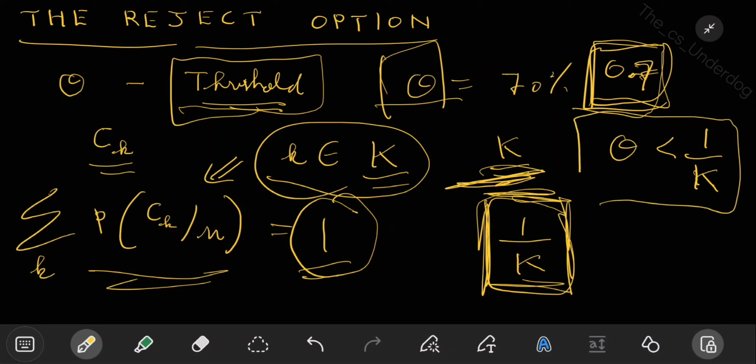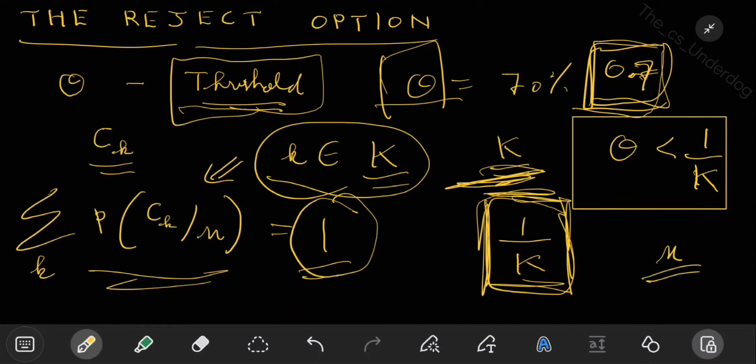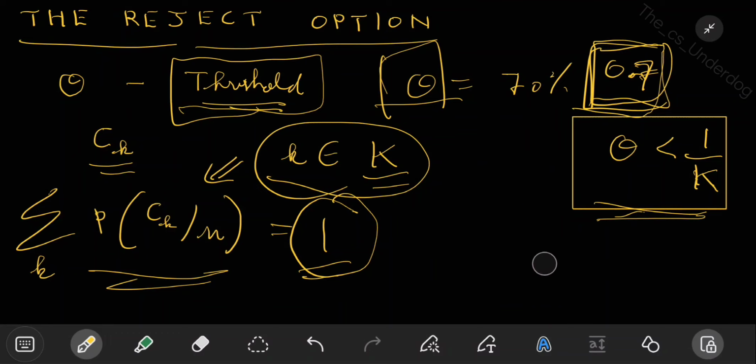So if you put a theta less than 1 by k, that means all your options will be classified. There will be no rejections at all, because whatever x you take, there will be at least one particular posterior for one particular class which will be equal to 1 by k or higher than 1 by k. So if you put a threshold of 1 by k and say if it is less than 1 by k, reject, then there will be no particular input which is rejected, because there will be at least one posterior which is higher than 1 by k, and you will assign it into that class.